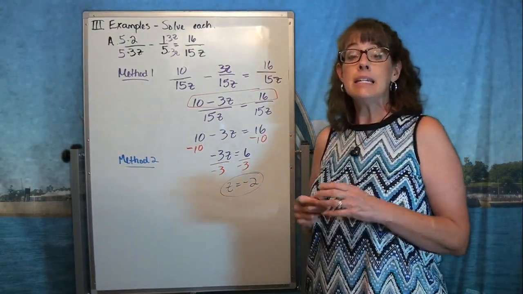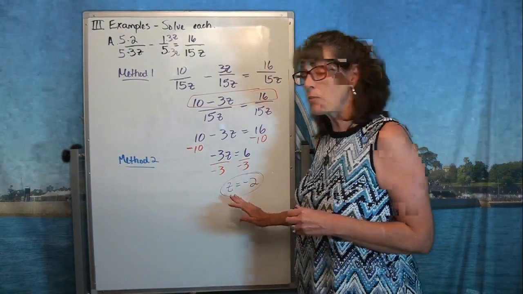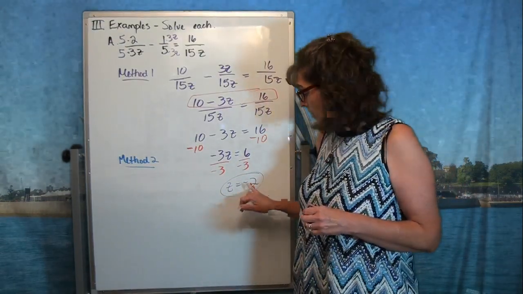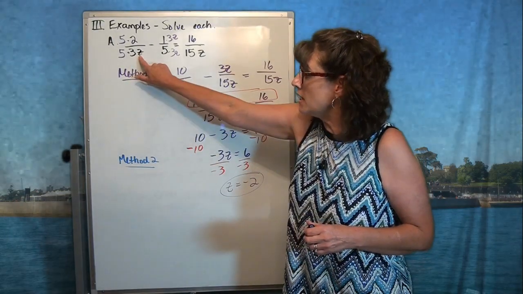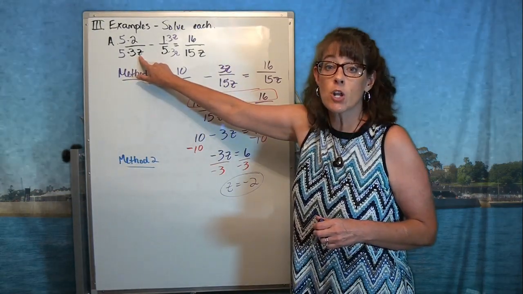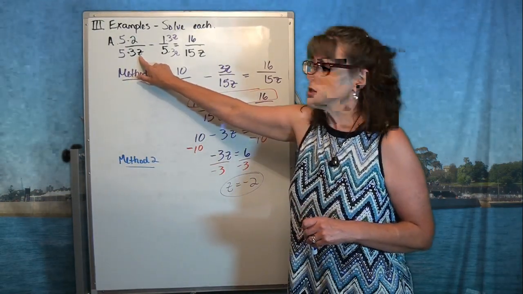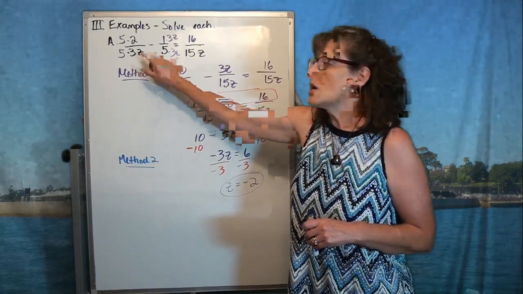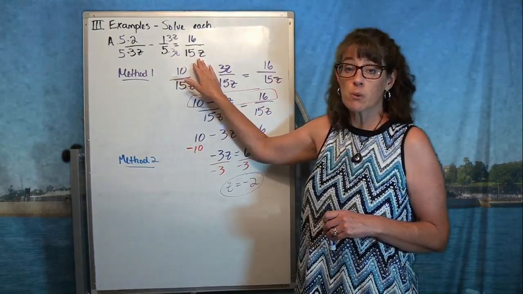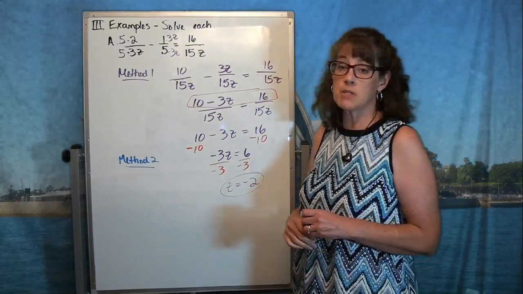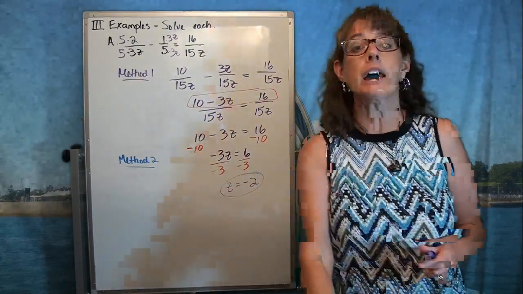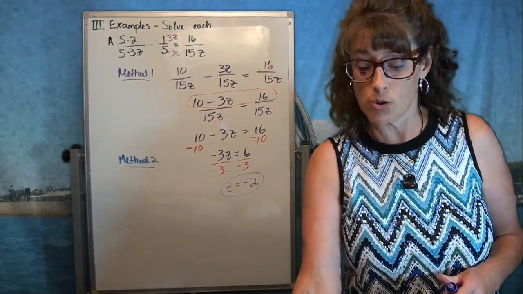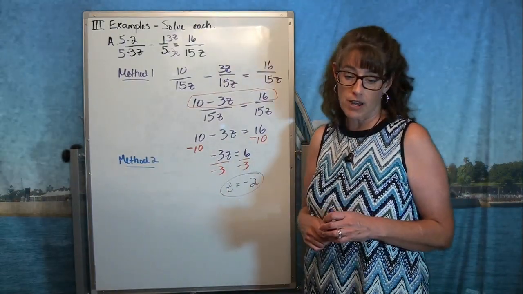Now, remember, I need to check and say, will this cause a problem when I plug it back in? When I take that negative 2 and plug it in right here, will it cause a 0 in the denominator? No, not at all, because 3 times negative 2 is a negative 6. When I plug it in right here, will it cause a problem? No, because 15 times negative 2 is a negative 30. So I know that this is not an extraneous solution. I know this one will be perfectly fine.